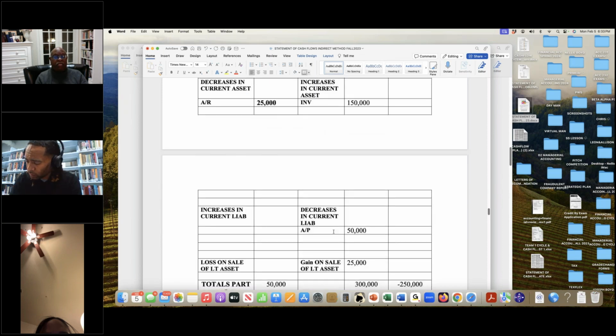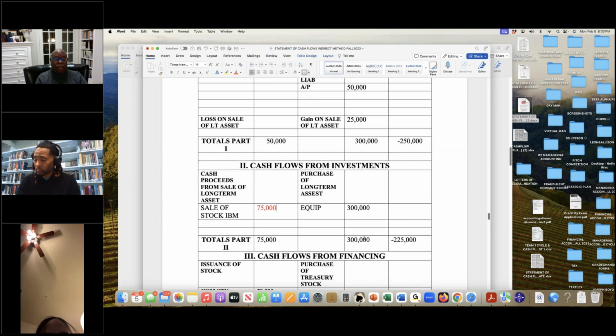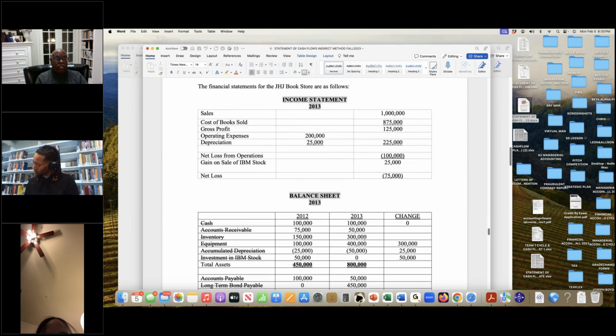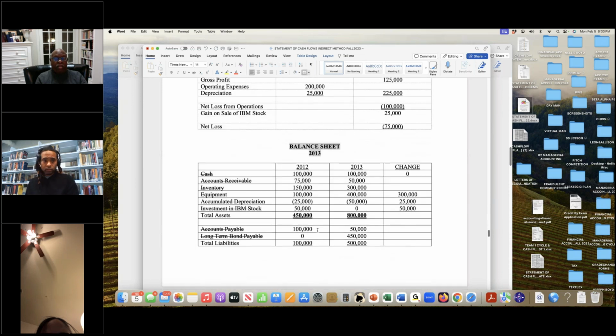Accounts payable is typically the only liability that we're working with. If it goes up, it's a source. In this case, it went down, it's a use. So if we look at payable, we'll see that accounts payable went down by $50,000. So it's a use.